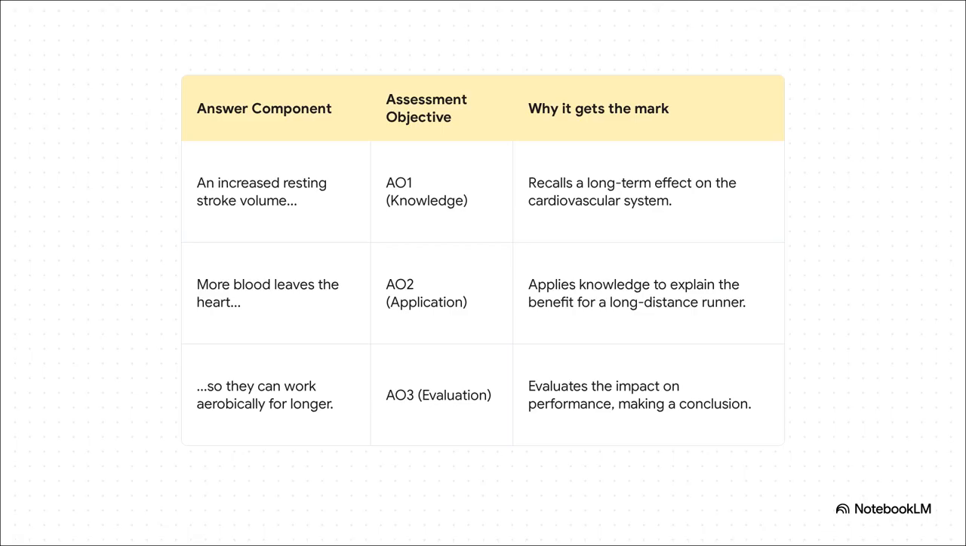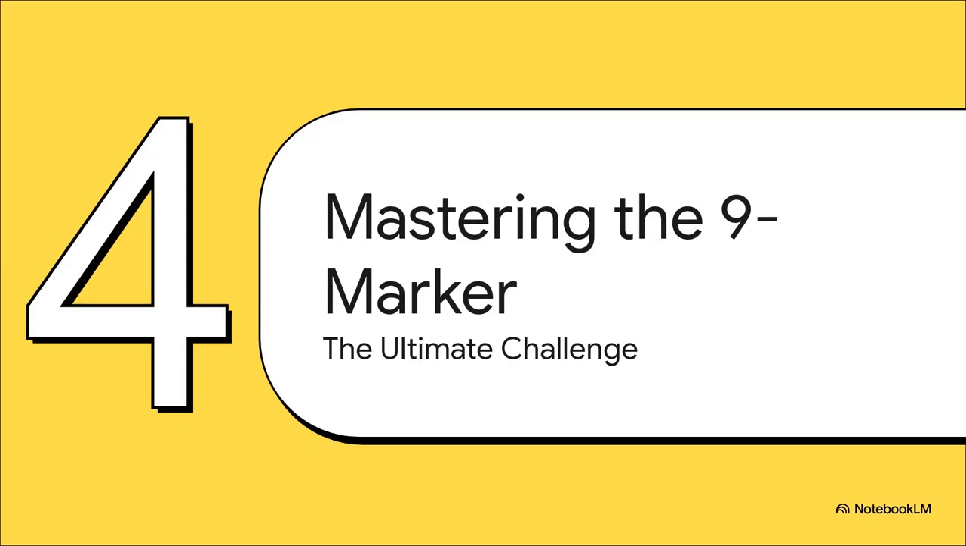And then the killer final part, so they can work aerobically for longer. You're evaluating the actual impact on their performance. That's your AO3, 3rd mark. See how it's like a chain? Each link connects to the next. That's the secret sauce. All right, let's do this.